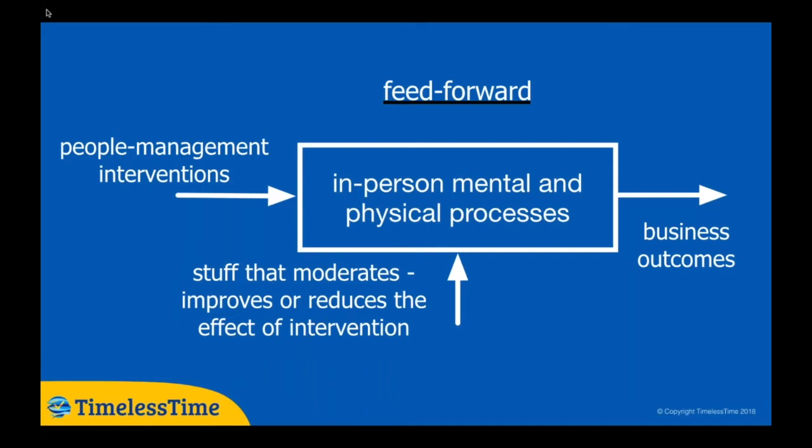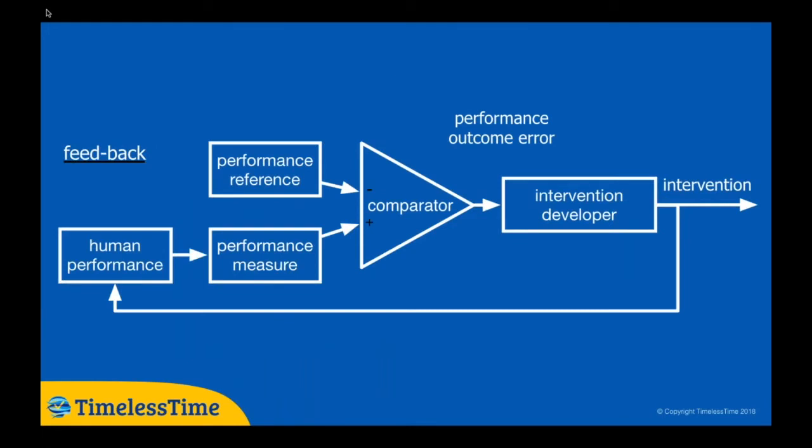Now, there's an awful lot of stuff that goes on, and I've called it here stuff that moderates. There's an awful lot of things that go on, for example culture, that will influence how that person reacts to those interventions, and that is ultimately the skill of the manager. And at the end of it, with the person performing, we get the business outcomes. Probably the most important model for all managers is the feedback control model. We have to have an idea of a reference performance that we'd like to see from each person. We have to sense what the performance is, and we have to develop interventions to make change and recover the performance that we want.